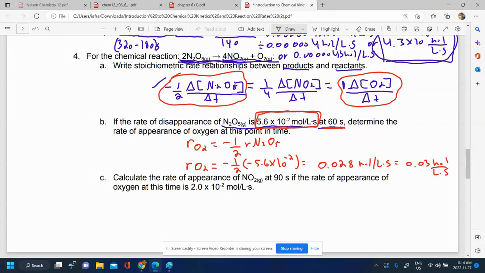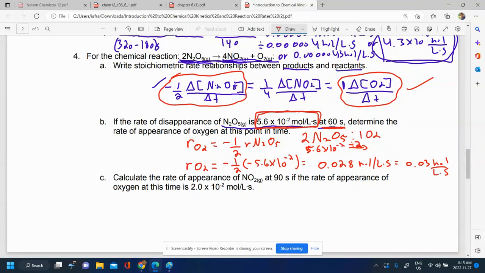Another way you could have done this, if you did not write the rate relationships there, is by simply doing a mole ratio. You did a mole ratio here, technically speaking, just using the relationship you wrote above. So all you could have done is just take a look at your ratio between the N2O5 to oxygen, 1 O2. And if the rate of disappearance for this is 5.6 times 10 to the power of -2, then to get to oxygen, you simply have to divide by 2 because it's a 2-to-1 ratio.